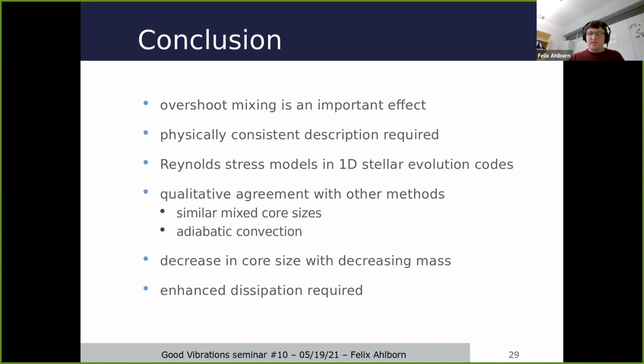And we find qualitative agreement with other methods, and also the decrease of the convective core mass with stellar mass fits well into the picture. And also for the thermal structure, we find that the convection is mostly adiabatic within the Schwarzschild boundary, which means that it is very efficient. So also in somewhat agreement with previous results. Okay, and then finally, we had to introduce this enhanced dissipation mechanism by, for example, buoyancy waves to get reasonable overshooting distances. And with this, I stop, and I thank you for your attention, and I'm happy to take questions.